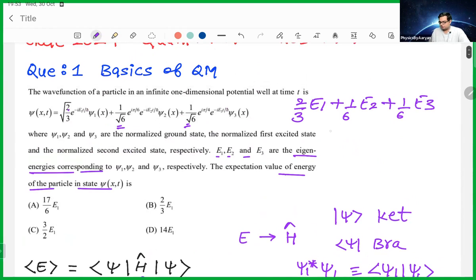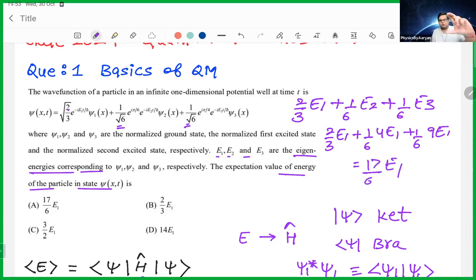And then I just use the simple logic that E2 is nothing but 4 E1, and that E3 is nothing but 9 E1. If you solve this up, you will get 17 by 6 E1. That's all. That was only a 3-step question. And why this works is basically what I proved to you. Clear? So any doubt, anyone, please let me know in this question.